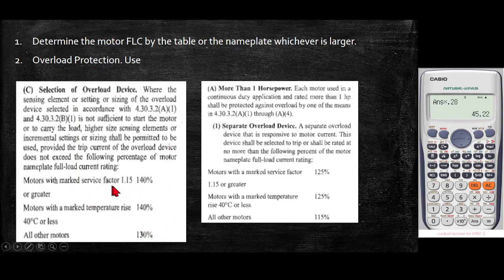So if the service factor is given kapag 1.15, so 140% times the full load current, no? Tapos kapag yung temperature rise naman sa nameplate is 40 degrees or less, so 140% din. All other motors na hindi papasok sa dalawang condition na to, that is 130%. Kapag separate, tapos more than 1 horsepower yung ating overload protective device, 125% for the service factor 1.15 or greater or 40 degrees Celsius or less na temperature rating. All other motors is 115%.